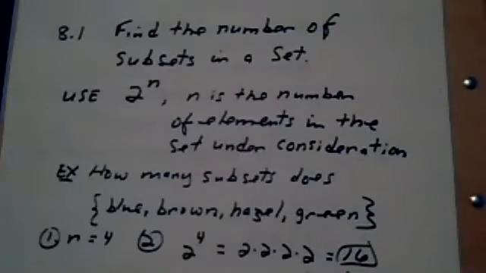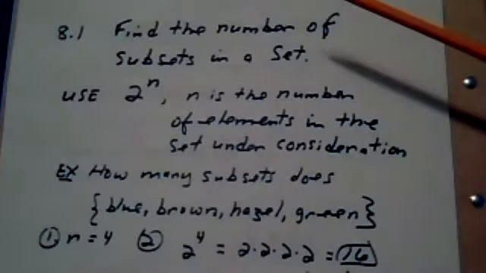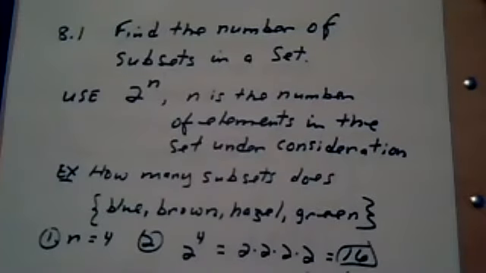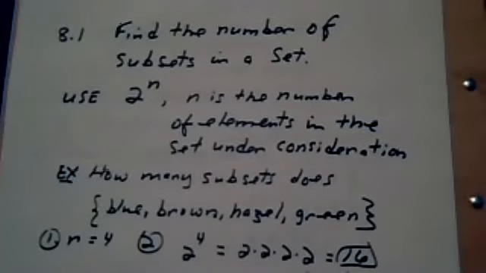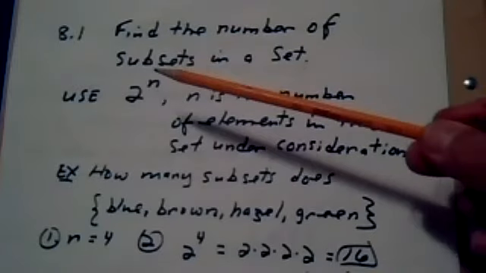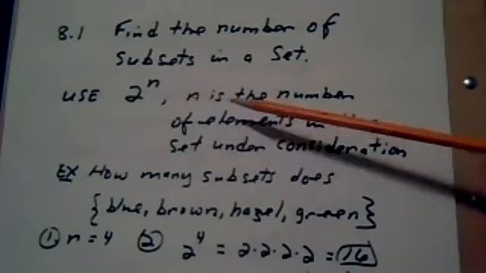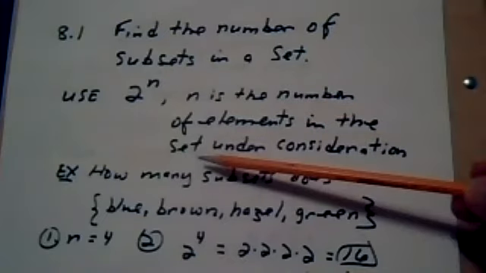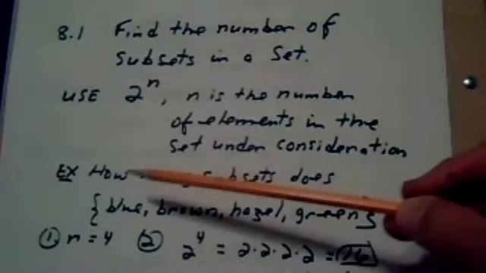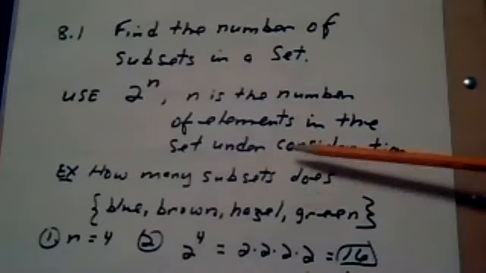A very popular problem when you're working with subsets is to find out how many subsets you could come up with. They give you a set and ask how many subsets you can come up with. Well, it's very easy. Just use this formula. It's 2 to the n, where n is the number of elements in the set under consideration. For example, how many subsets does this set have?